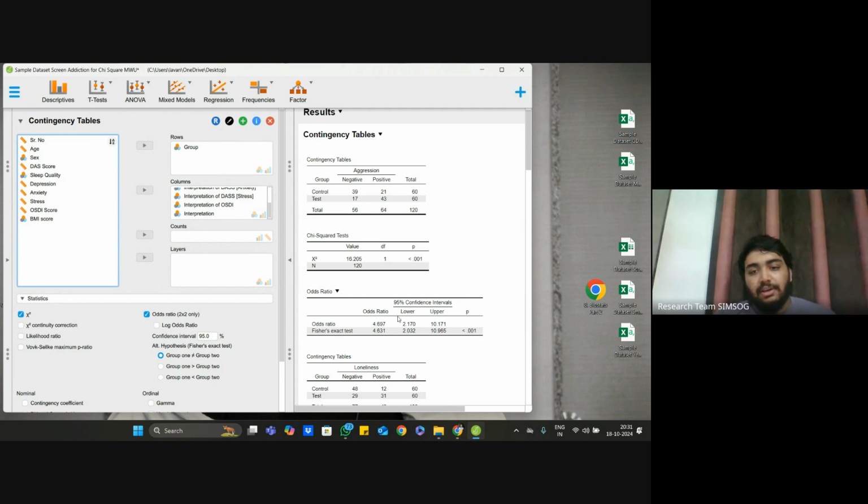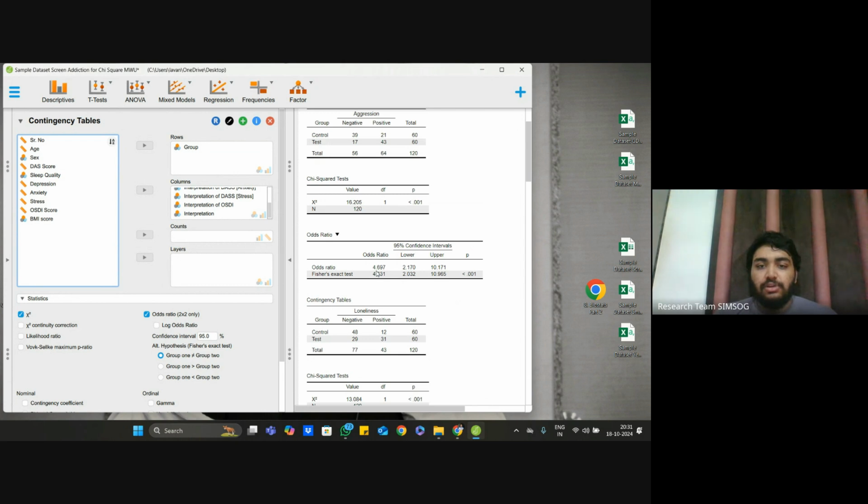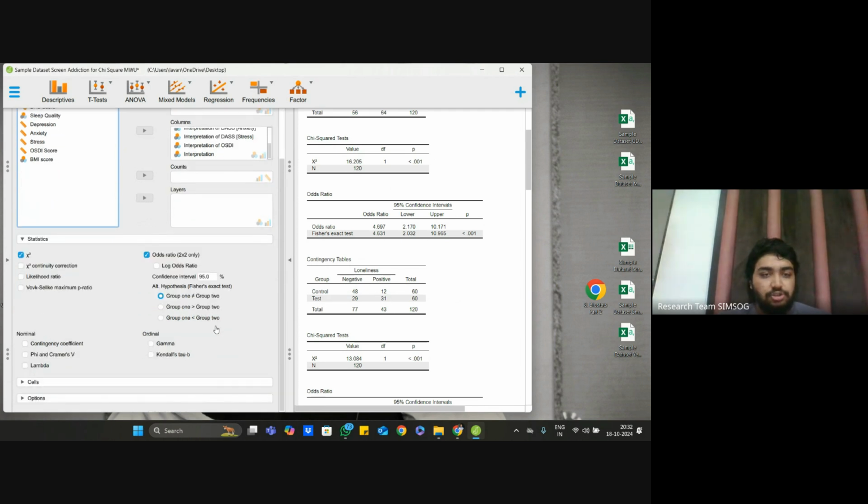Okay, similarly for odds ratio, if I find out that it is 4, I would say that the odds of being screen addicted is 4 times higher in those with aggression compared to those without aggression. Okay, so that is how you find odds ratio.